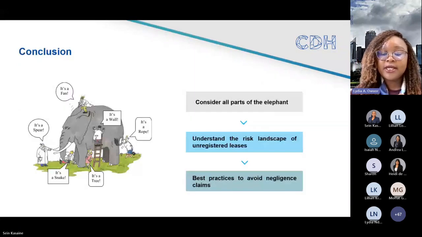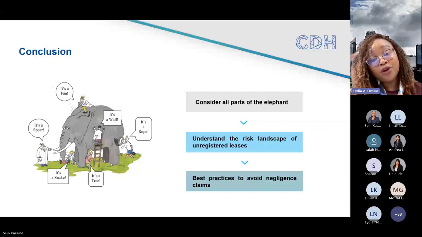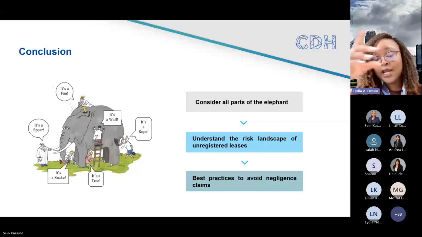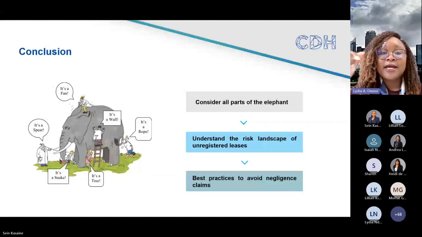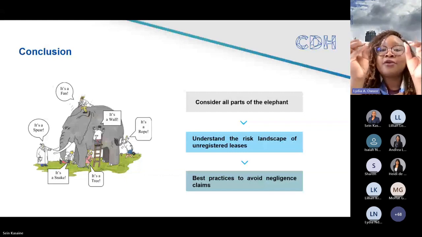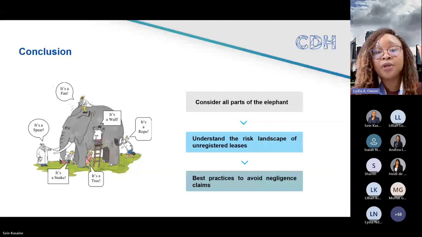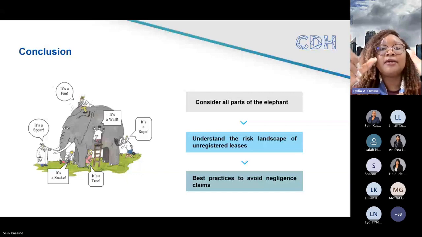Perfect. So as you can see, the law of landlords and tenants is shaped by both contracts, because we've talked about the contractual arrangement, and the legislation, because I've also highlighted the legal framework that applies. But at the end of the day, it's important to understand the risk landscape of unregistered leases. That is the crux of this webinar. It's always important to understand the risk landscape of holding an unregistered lease.